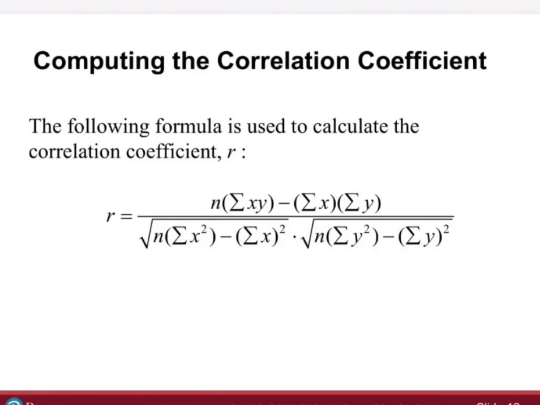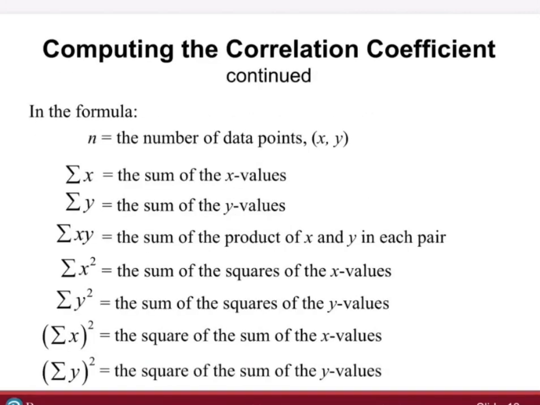The main takeaway with this is that this symbol just means add up your results. And the X and Y corresponds to the X coordinate and the Y coordinate of each ordered pair. Okay, let's see. I feel like we should get a copy of that. So in the formula, our N is the number of data points. The sum of the X values, sum of the Y values, sum of the products of the X and the Y in each pair, the sum of the squares, and the square of the sum.